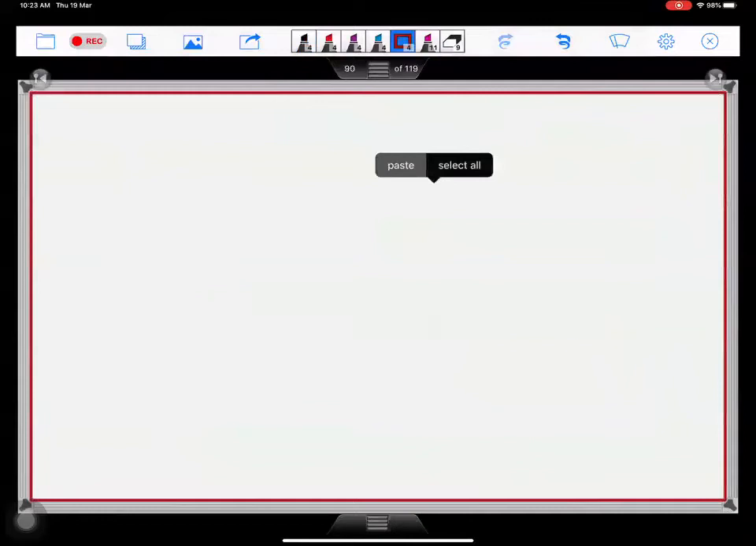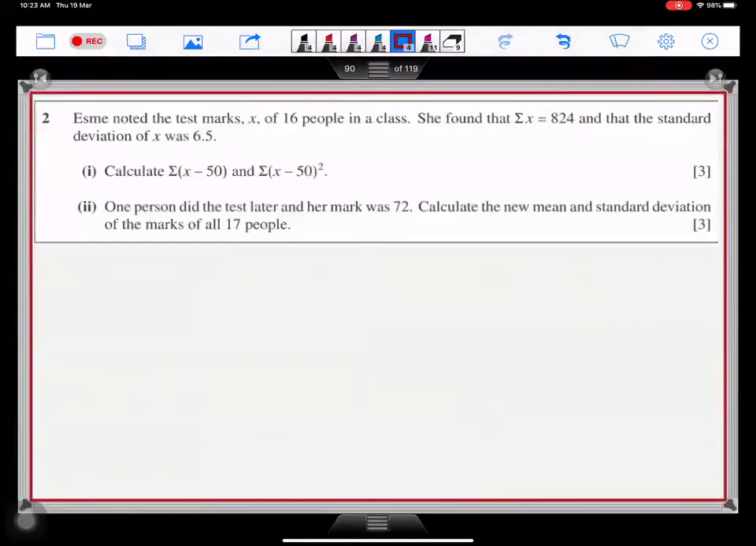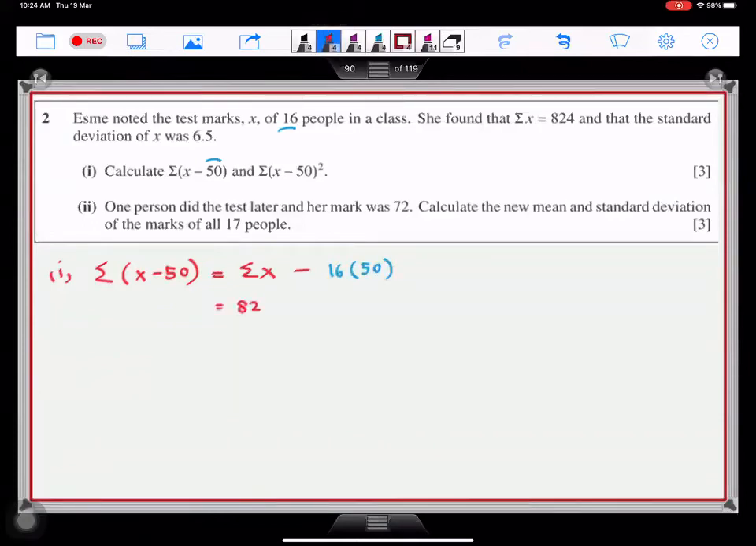So now if I plug it in over here, the first thing, part 1, sigma x minus 50 is technically sigma x minus, we are dealing with 16 people and 50 is being subtracted. So therefore this is 16 times 50. So therefore this is 824 minus 800. That comes out to be 24. That is a simple calculation for this part.